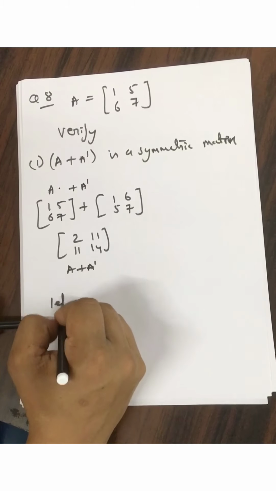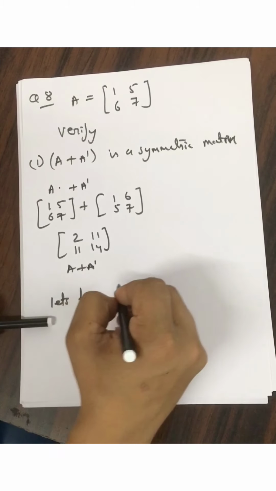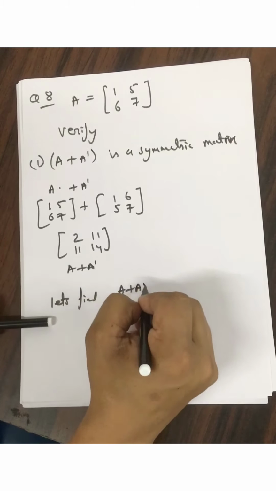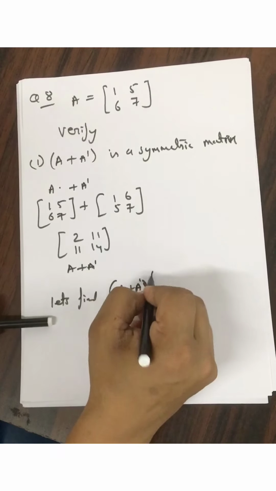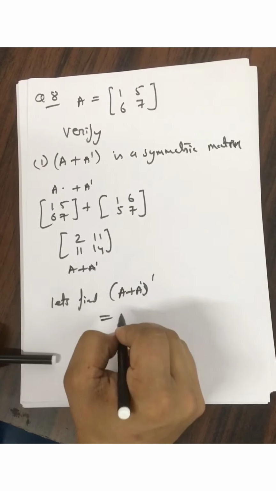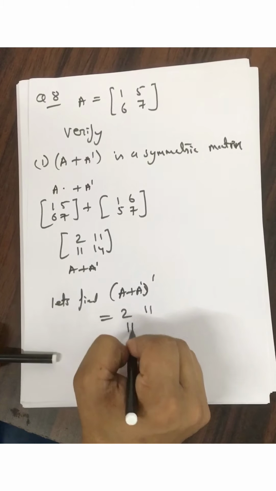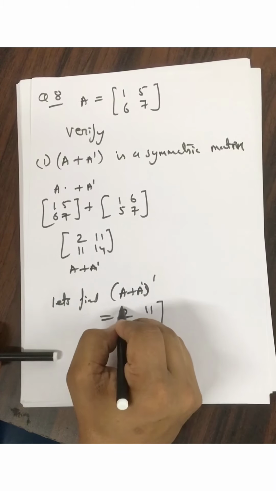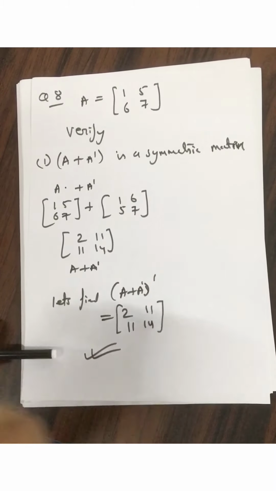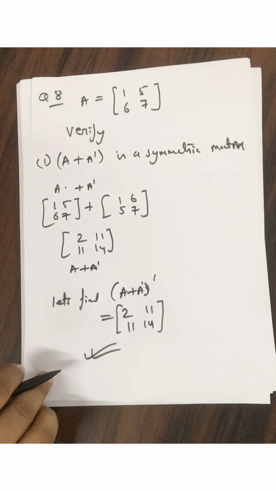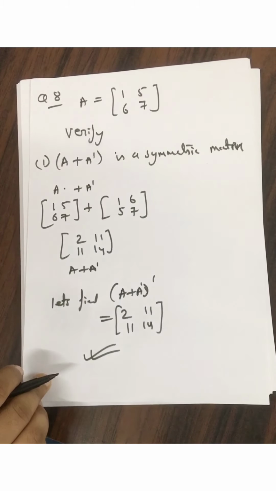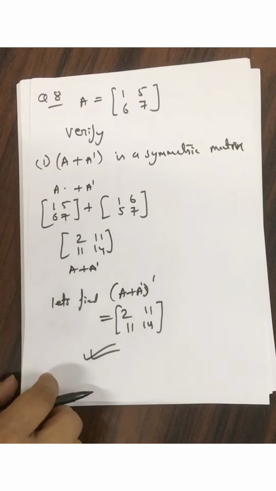Now let's find the transpose of A plus A dash. This will also be 2, 11, 11, 14. My God, it's coming the same. Okay, that's correct. It's also coming the same. This means that this is a symmetric matrix.